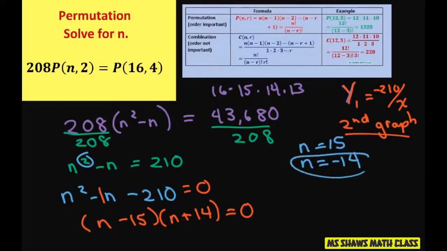Now we can't use negatives. Our n has to be a positive integer. So our domain has to be a positive integer. Also it has to be bigger than 2. So it wouldn't make sense to put a negative number in there. So basically this goes away, and our answer is n equals 15.